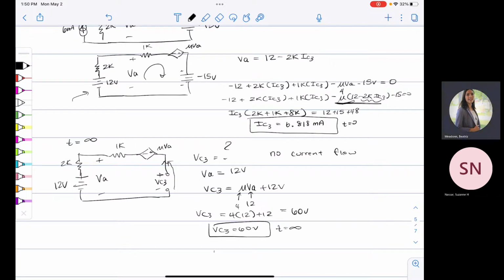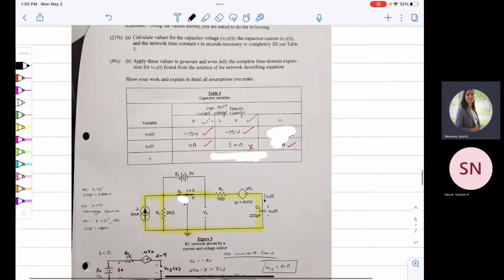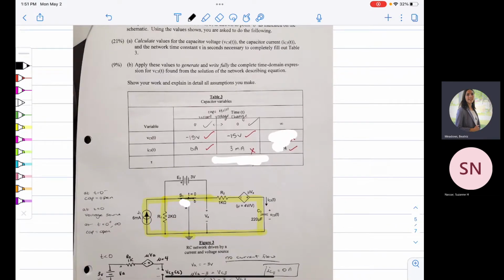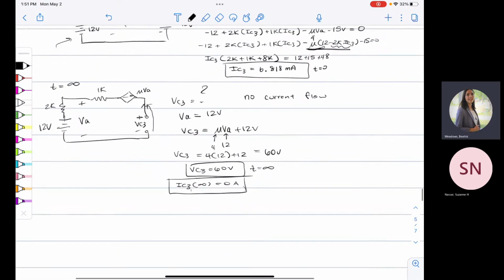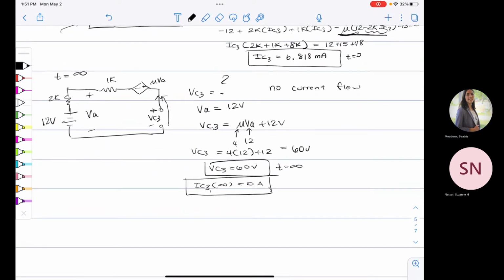So now what is going to be our IC3 at infinity? Exactly. There you go. That's most of the problem done. So now it also wants us to find our tau value, right? So how do we find our tau? So what is the equation for tau in general?